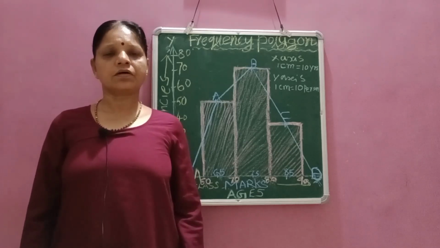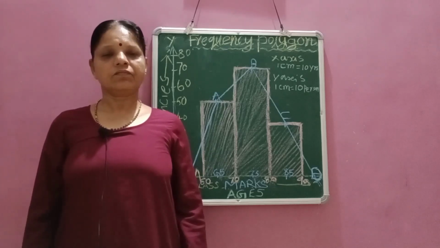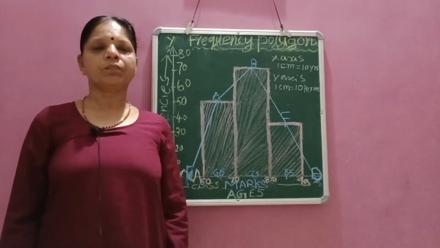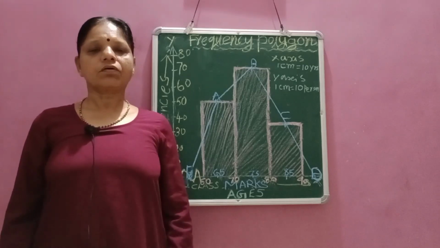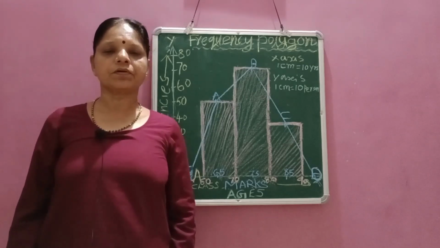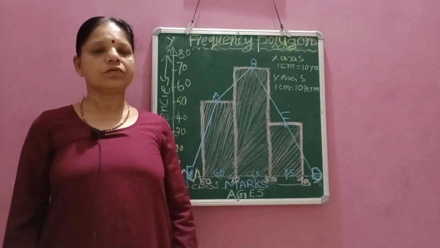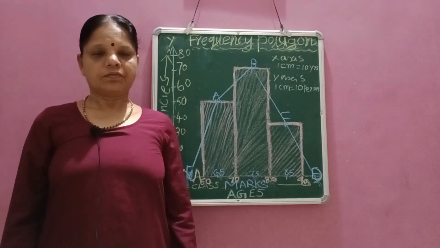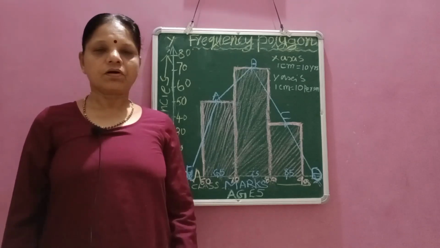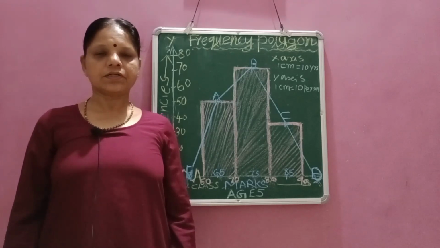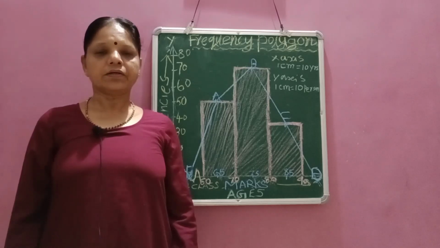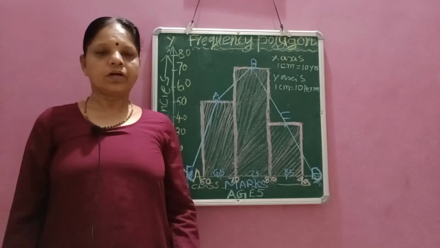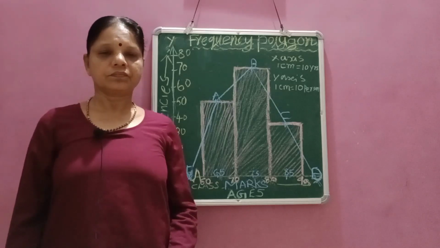So let us start today's lesson with a new topic, that is frequency polygon. It is also a graphical representation of statistical data like histogram. Why is it called graphical representation? I explained in the last class. I would like to explain again.